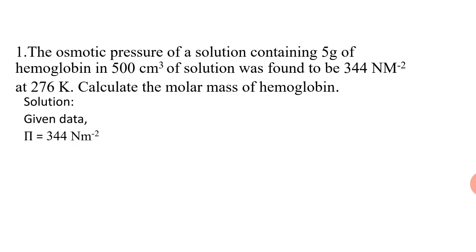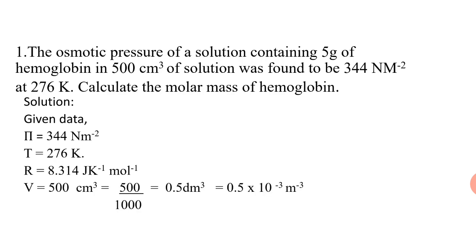So write down the given data. Pi is 344 Newton per meter square. Temperature is 276 Kelvin. R is 8.314 joule per Kelvin per mole. Volume is 500 cm cube, so convert it into meter cube by dividing by 1000 and then converting into meter cube, that is 0.5 into 10 raised to minus 3 meter cube. W2 is 5 gram. Now we have to calculate the molar mass of solute, that is M2.